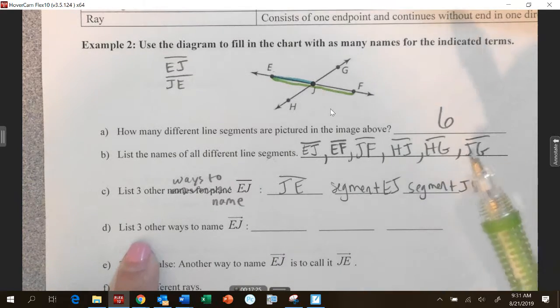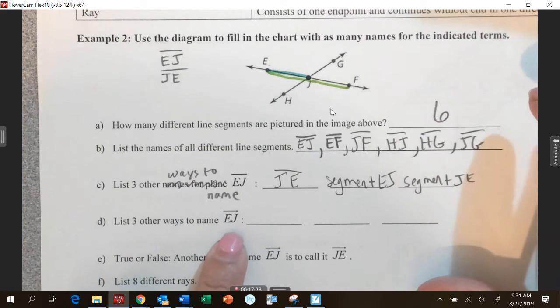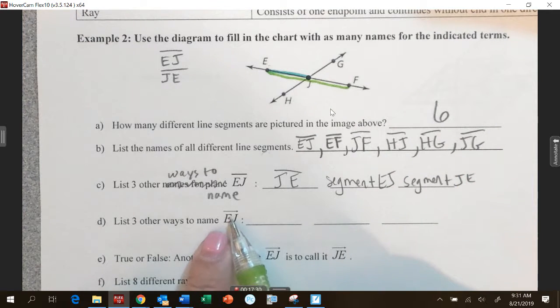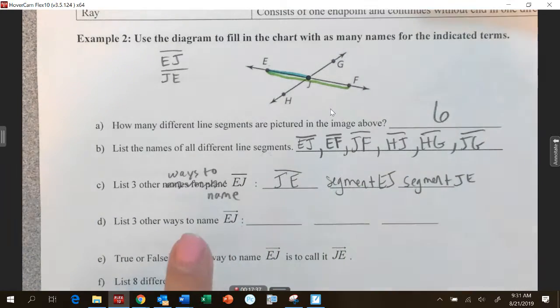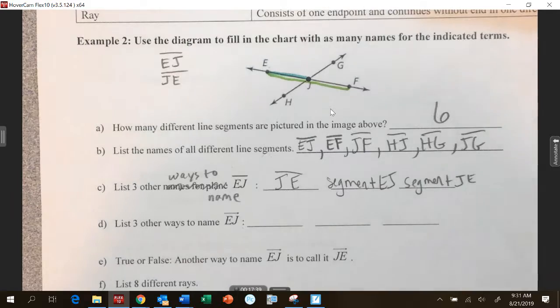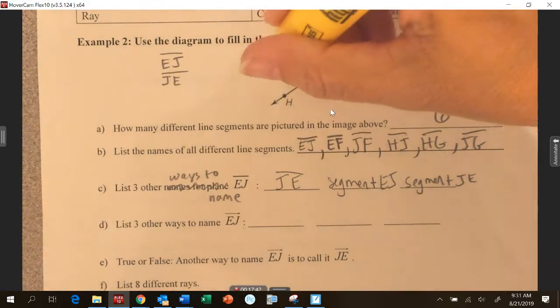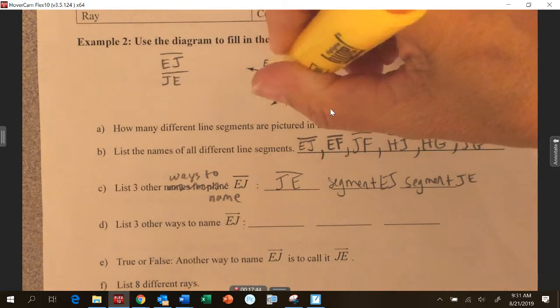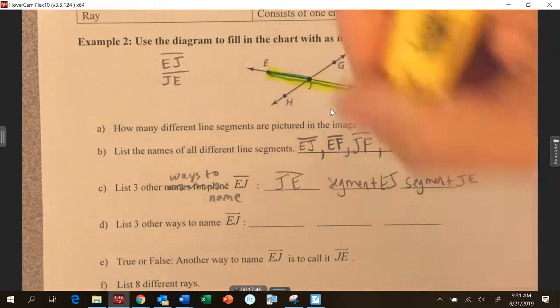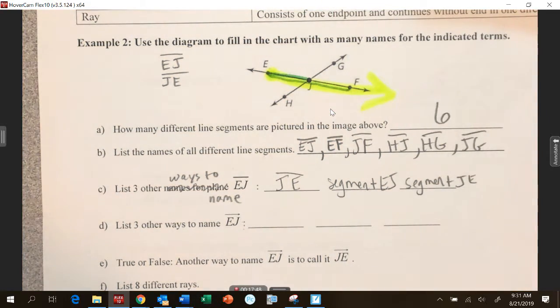Question D, list 3 other ways to name ray EJ. That is a ray. If you look carefully, it starts and then it has an arrow on one side. Ray EJ. So we're looking at the picture. We need 3 other ways to name ray EJ. I'm going to take a yellow highlighter and I'm going to start at E and I'm going to go through J forever and ever and ever. So I want to list different ways of writing that same ray, so they know a different way of writing ray EJ.